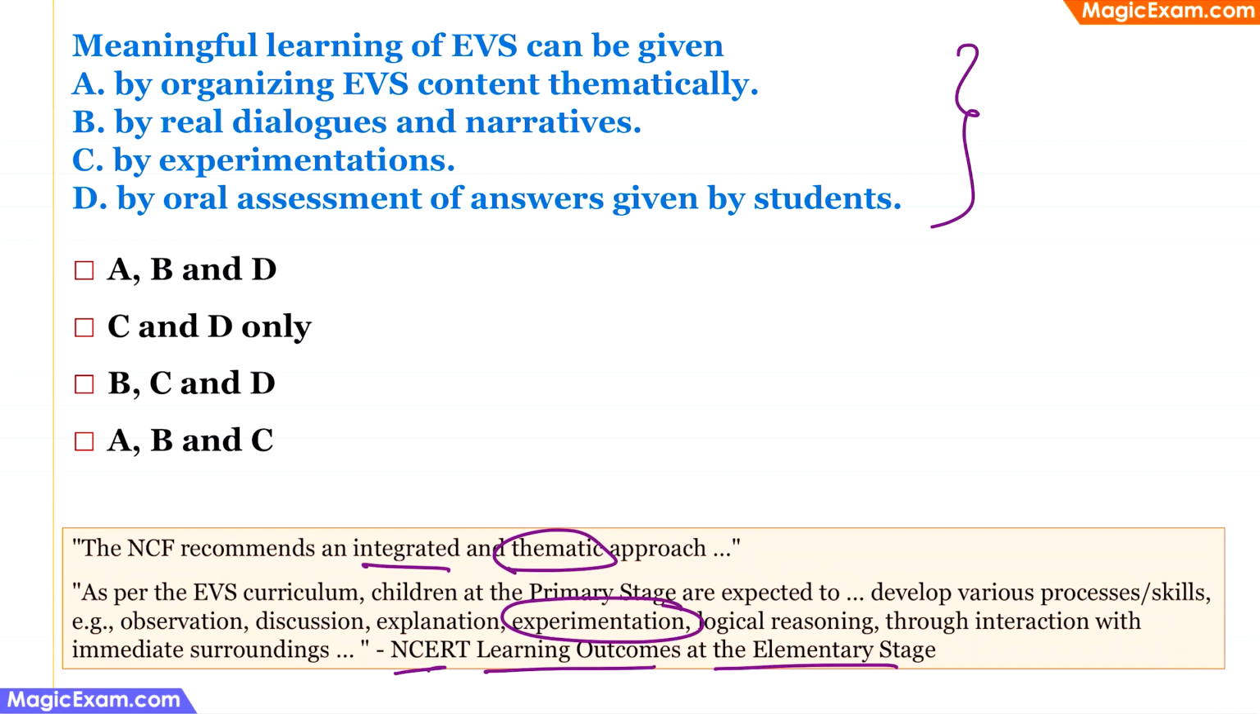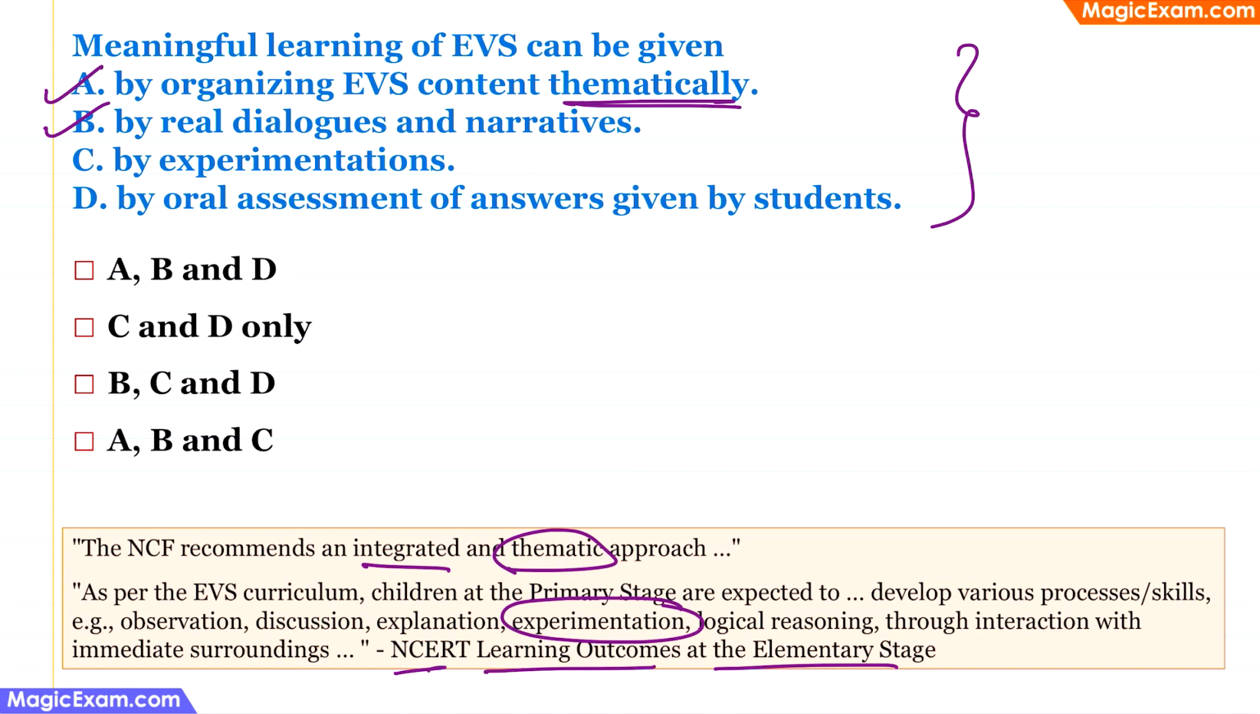So if we look at all the options, the first is by organizing EVS content thematically. This is correct because EVS is organized in the form of themes. There are 6 themes in EVS. Therefore, this is correct. Next, by real dialogues and narratives.